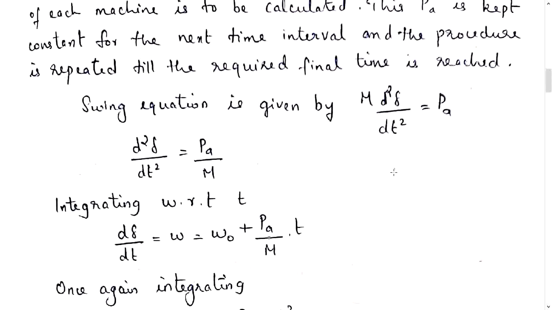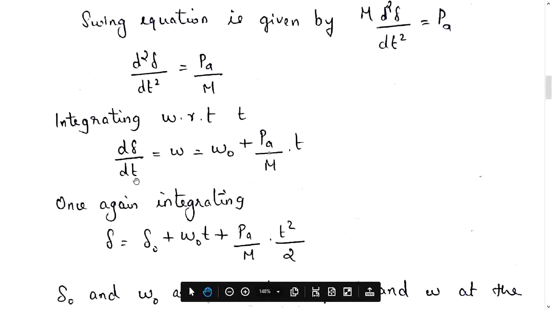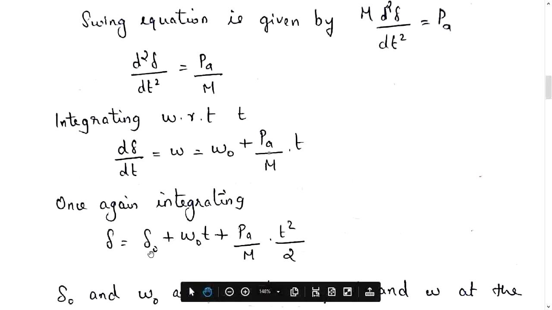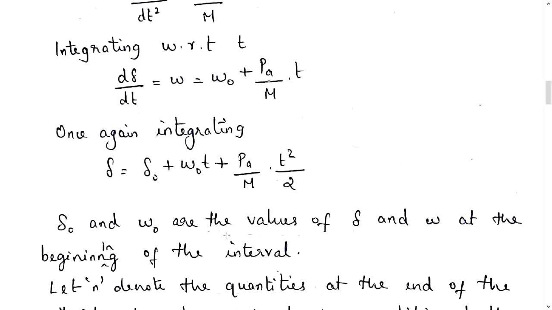That is dδ/dt, the angular speed, represented by ω, which is equal to, if we differentiate Pa/m, Pa/m into t plus a constant ω0, the initial value. Now once again integrating dδ/dt, we get δ equal to ω0 t plus Pa/m into t²/2 plus δ0, the initial value. So here δ0 and ω0 are the values of δ and ω at the beginning of the interval.